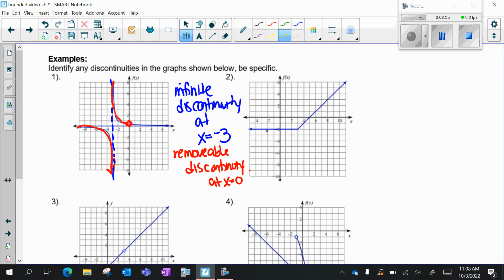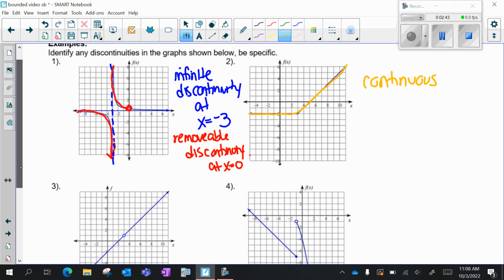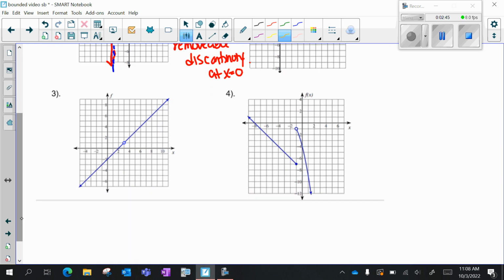Example 2, if I trace my graph, I never have to pick my pen or pencil up, so this function is continuous. Example 3, you may notice it right away. If you need to trace it, there's a hole, so this is a removable discontinuity at x equals 3.